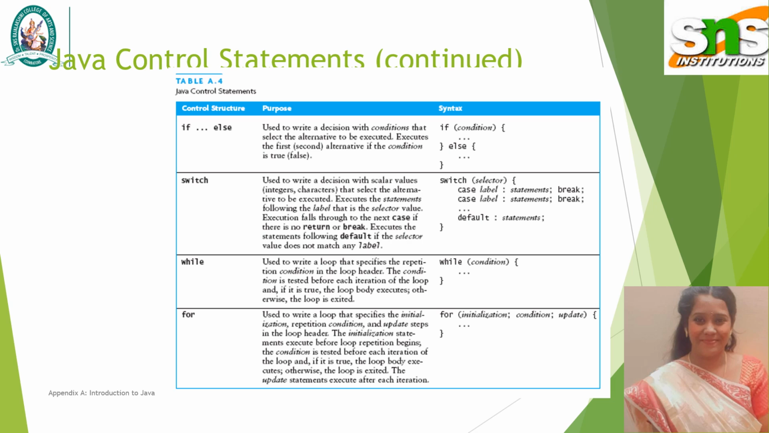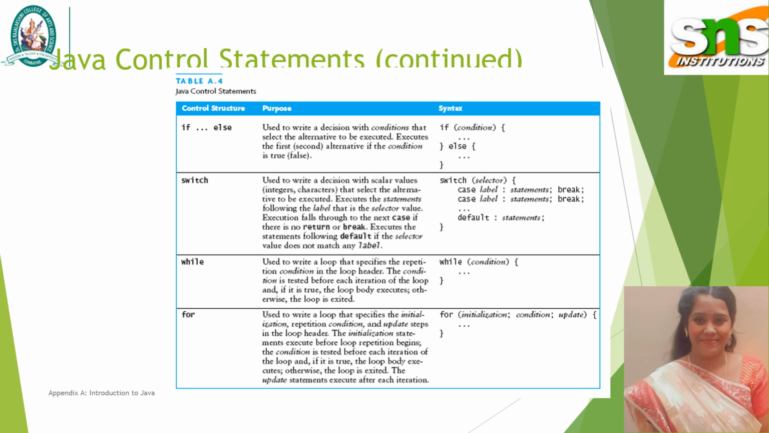Java provides three types of control flow statements. One is the if statements and switch statements, which are called decision making statements. And for looping, we have the while loop, for loop, do while loop and for each loop. And also we have jump statements like the break statement and the continue statement. These statements are portrayed here along with their purpose. The if else is used to write decisions for conditions, choosing an alternative to be executed. It executes the alternative choice if the condition is true or false.